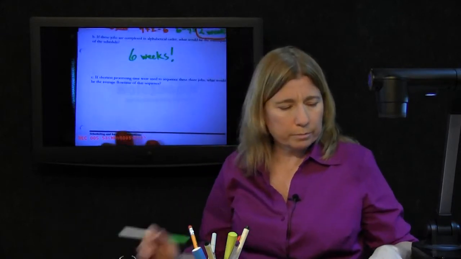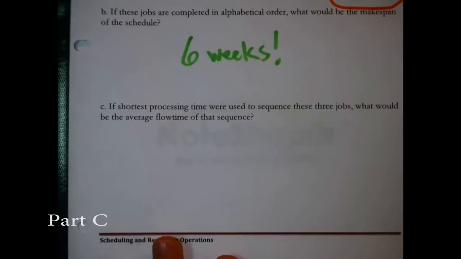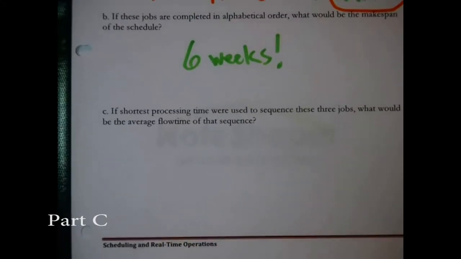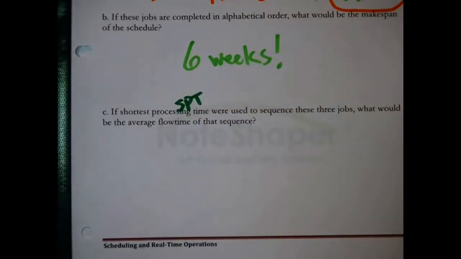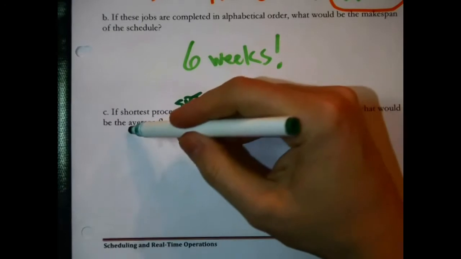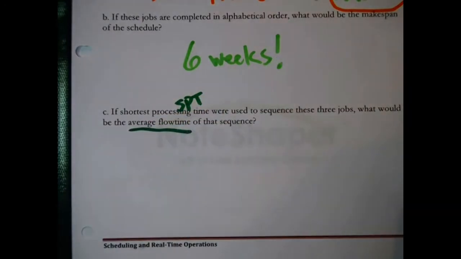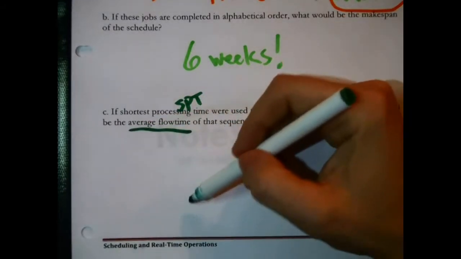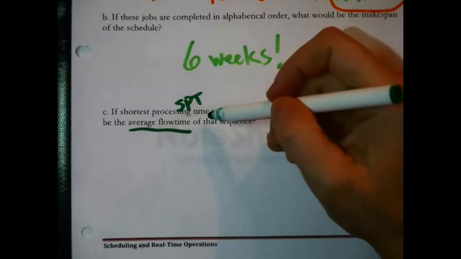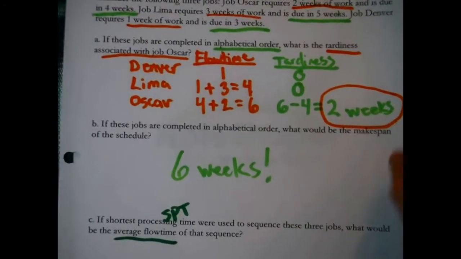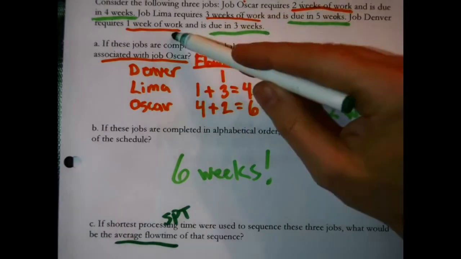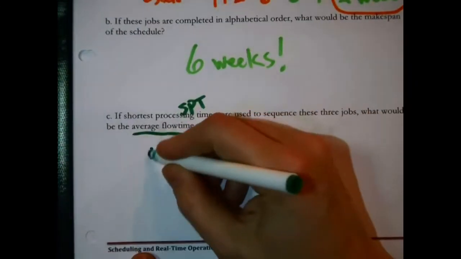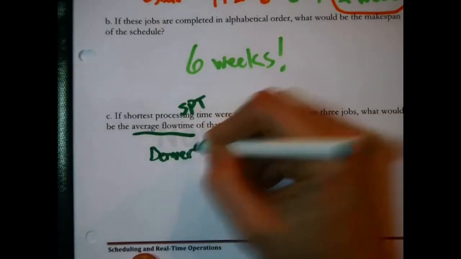What about the next one? If shortest processing time were used to sequence these 3 jobs, popularly abbreviated as SPT, what would be the average flow time of the sequence? Okay, so first we need to create the sequence. Shortest processing time. What we do is we look at the data for the processing times. Who's the shortest here? 2 weeks' worth of work, 3 weeks' worth of work, 1 week's worth of work? Denver is. So Denver goes at the front of the sequence.